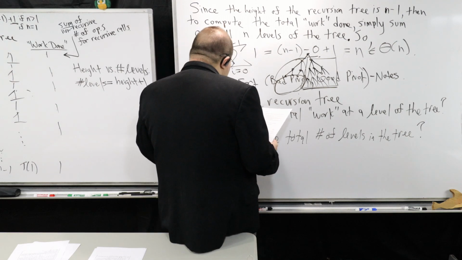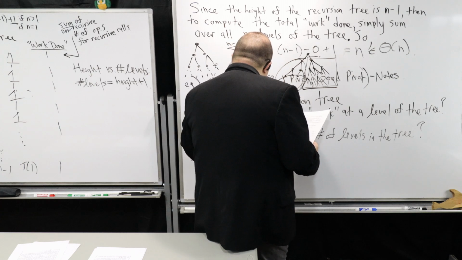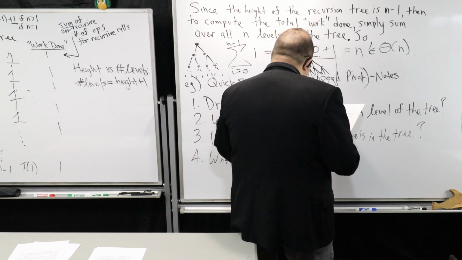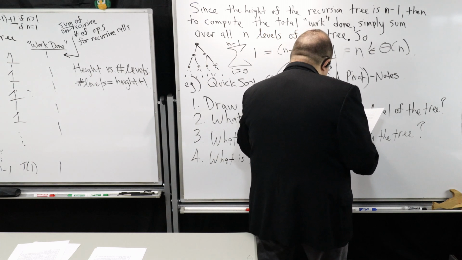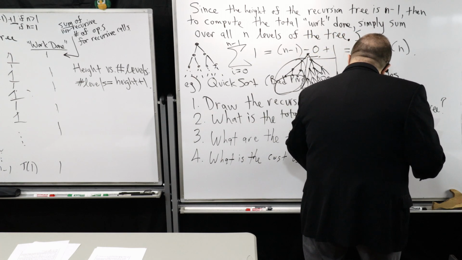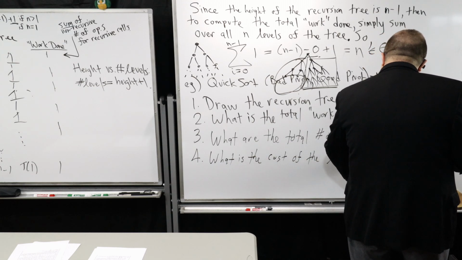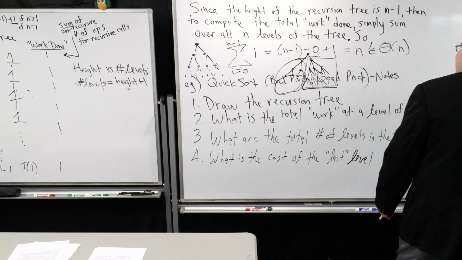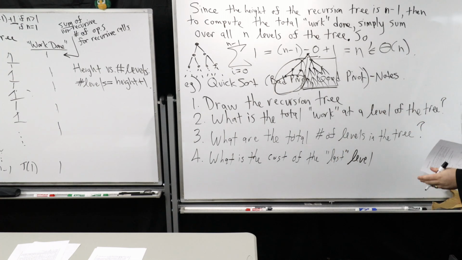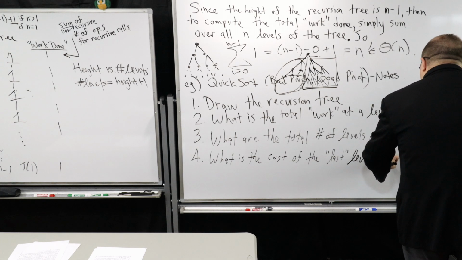Another part here is, what is the cost of the last level? Sometimes you have it where the base case of the recurrence relation isn't exactly going to be equal to the same thing as in the recursive case, so you have to take this into account. Really it's based around how many nodes there are.